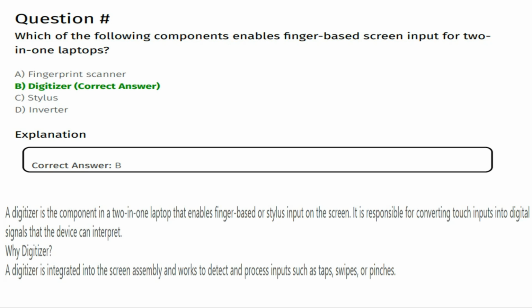A digitizer is a component in a 2-in-1 laptop that enables finger-based or stylus input on the screen. It is responsible for converting touch inputs into digital signals that the device can interpret. And why digitizer? Because a digitizer is integrated into the screen assembly and works to detect and process inputs such as taps, swipes, or pinches. So let's move to the next question.